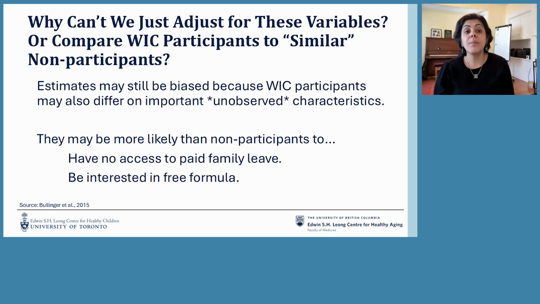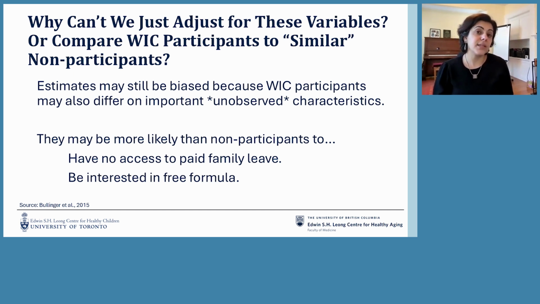So for example, they may be more likely than non-participants to have no access to paid family leave. There is no national paid leave policy in the US, so this means that women, and especially low-income women, often have to go to work soon after childbirth. And this might contribute to reduced breastfeeding rates among WIC participants. Alternately, the mere fact that WIC offers free formula might attract people who know that they can't or don't want to breastfeed for whatever reason. So there's selection into the program on the very outcome that we're interested in analyzing. All this is to say, if you're simply comparing participants and non-participants, you're very likely to get a biased answer and not the right answer that you're looking for.